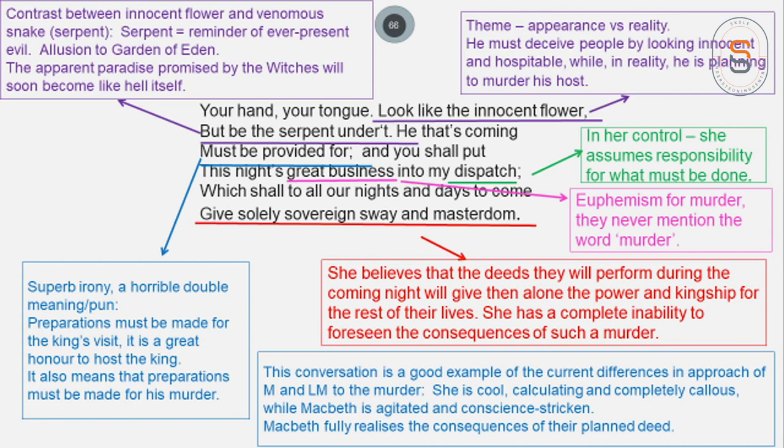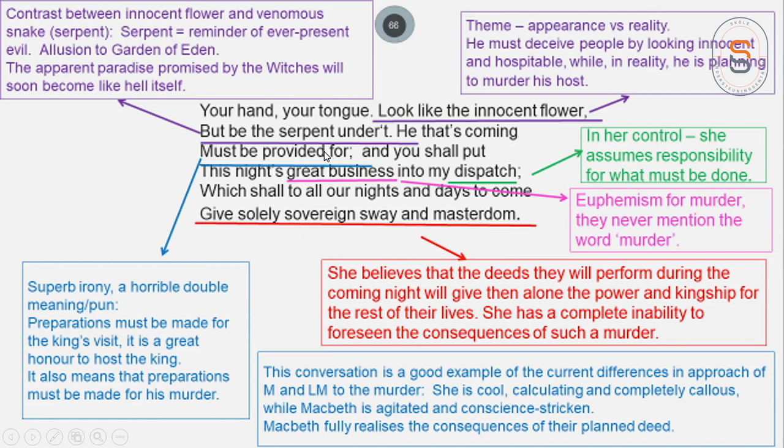Look at the contrast between the innocent flower and the venomous snake, the serpent. The serpent is a reminder of the ever-present evil and also an allusion to the Garden of Eden, the snake that we found in there. And then she says, "He that is coming must be provided for."